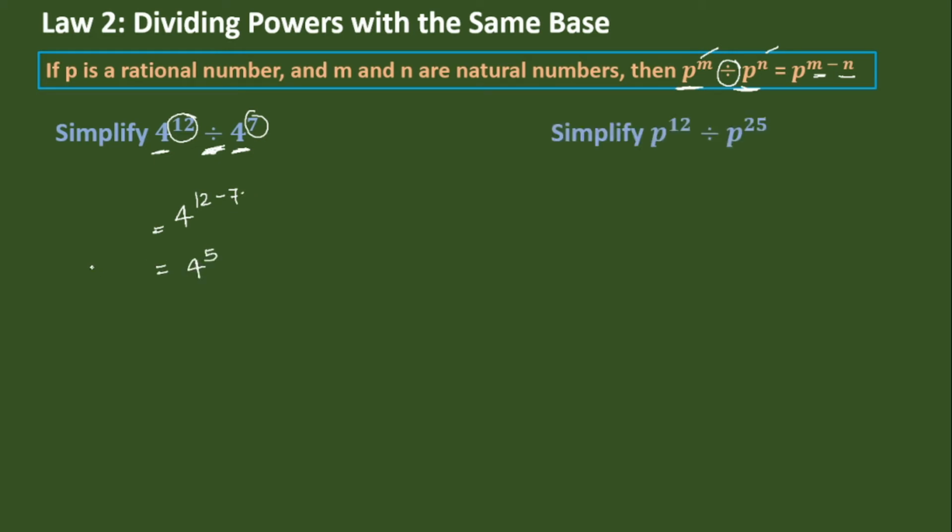Now let's solve another question. You have to simplify p to the power 12 divided by p to the power 25. Again you have the same base, so you will use law second to solve this question. So what you will do? You will simply subtract these powers. So you will get p raised to the power minus 13, since 12 minus 25 is minus 13. So your answer is p raised to the power minus 13.